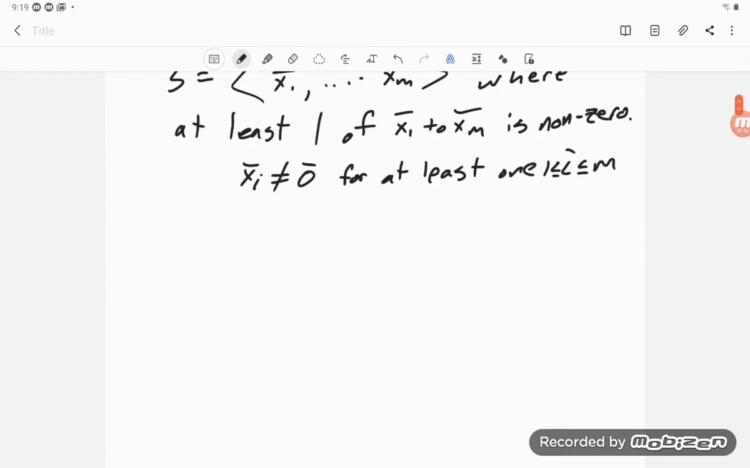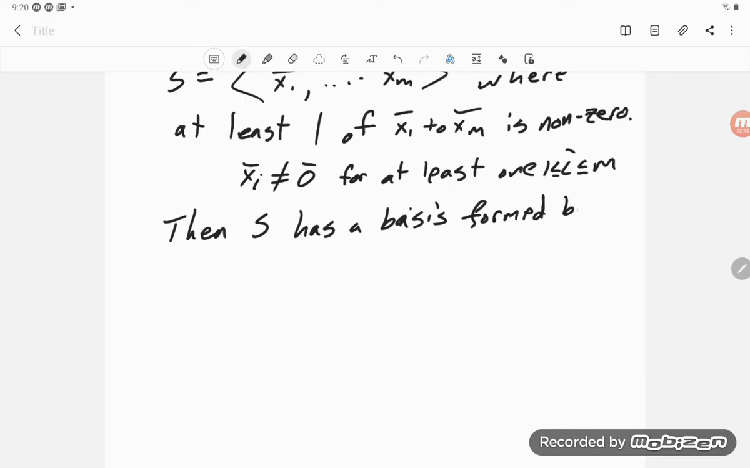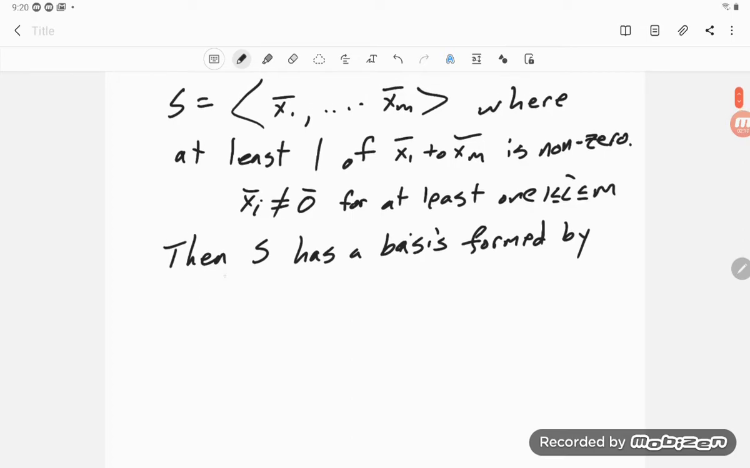then S has a basis formed by some of the xi's there. Now it could be all of them and so forth.